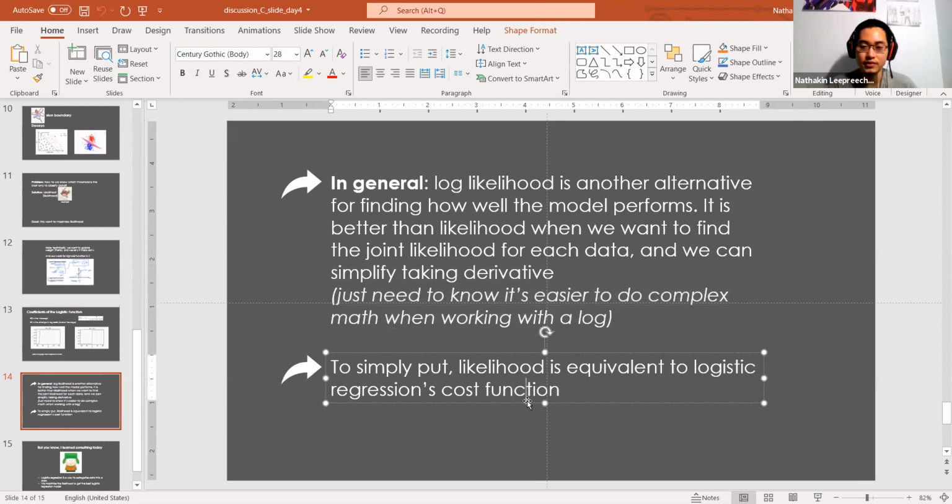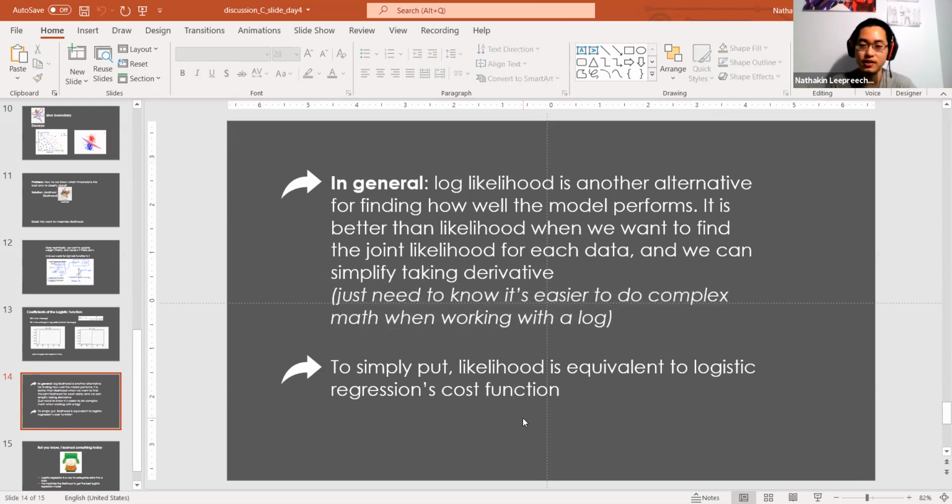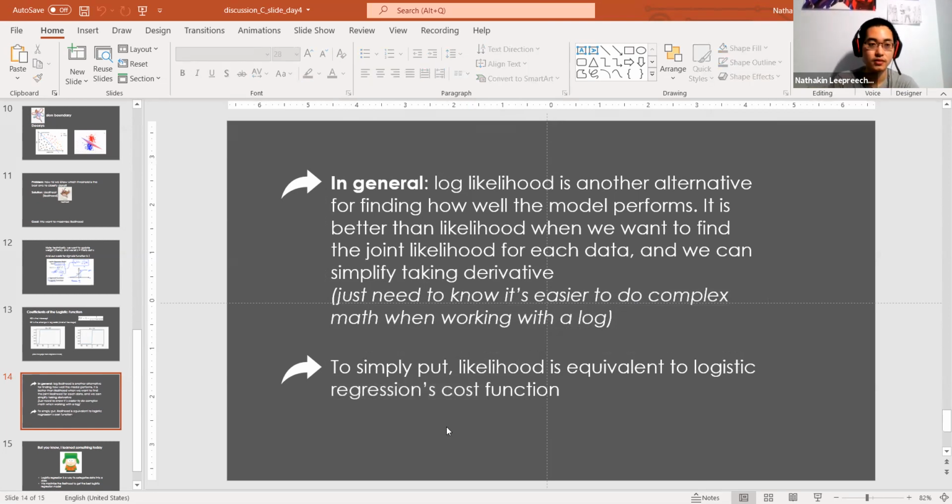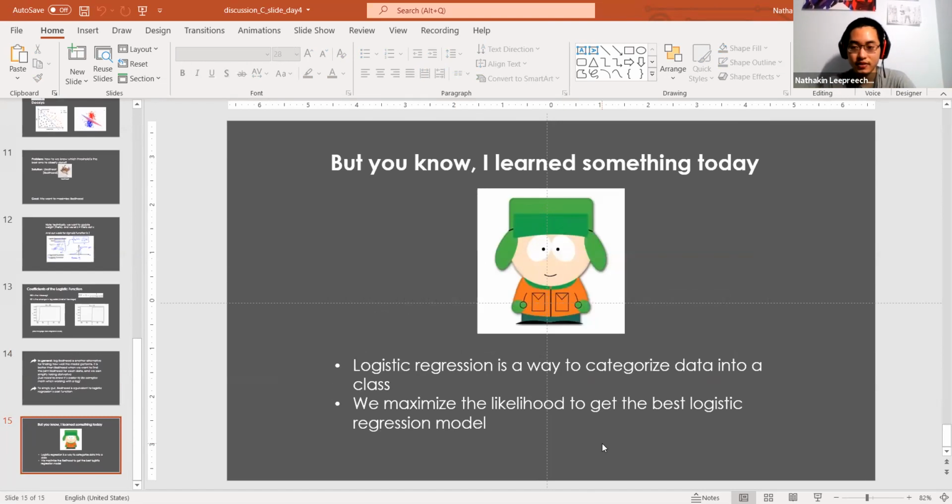And to simply put, likelihood is equivalent to the logistic regression cost function. So you want to maximize the likelihood, while for the logistic regression cost function, you want to minimize it. And that's pretty much it for logistic regression. So basically, to summarize everything we learned: logistic regression is a way to categorize, classify data into a class, and we want to maximize the likelihood to get the best logistic regression model.